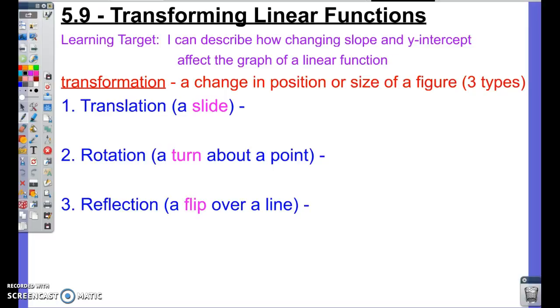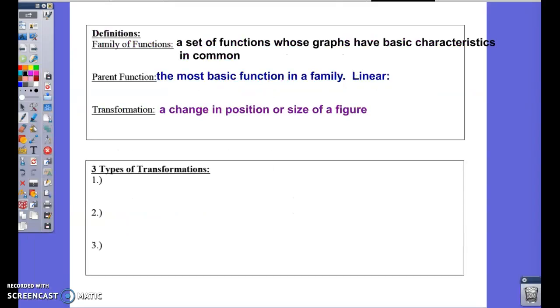The three transformations we'll be looking at today are: 1, a translation, which is simply a slide; 2, a rotation, which is a turn about a point; and 3, a reflection, which is a flip over a line.